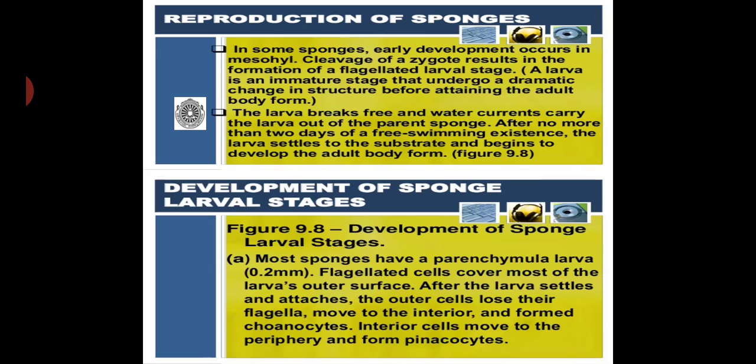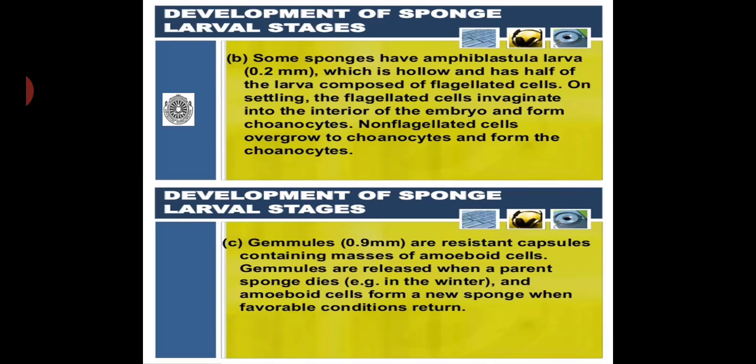Development of sponge larval stages. Most sponges have a parenchyma larva having a size of about 0.2 millimeter. Flagellated cells cover most of the larva's outer surface. After the larva settles and attaches, the outer cells lose their flagella, move to the interior, and form choanocytes. Interior cells move to the periphery and form pinacocytes.